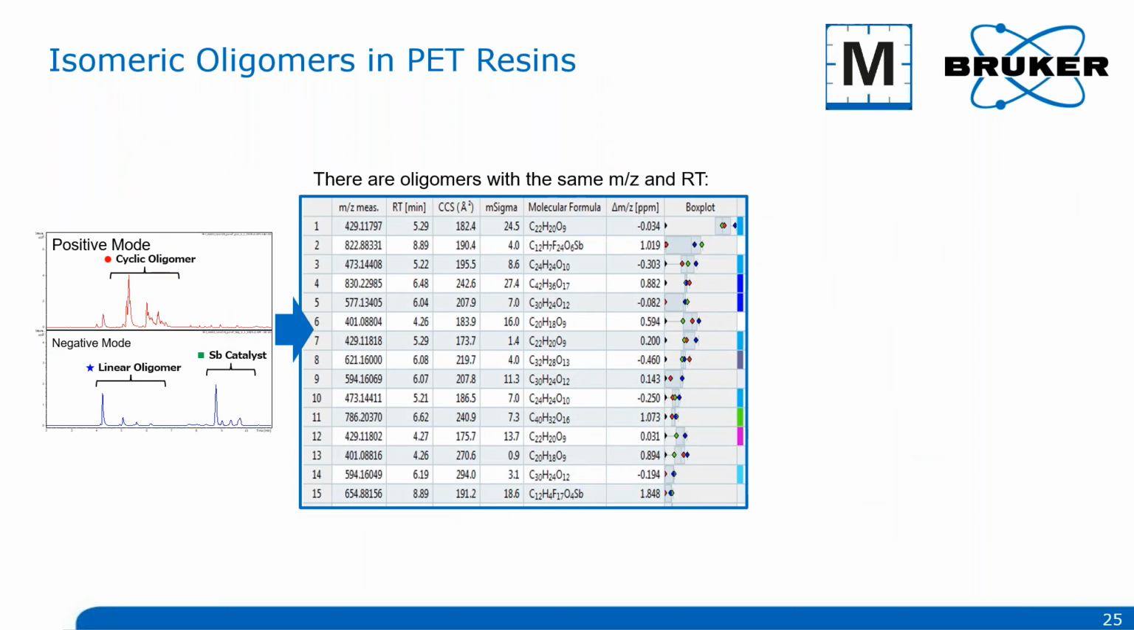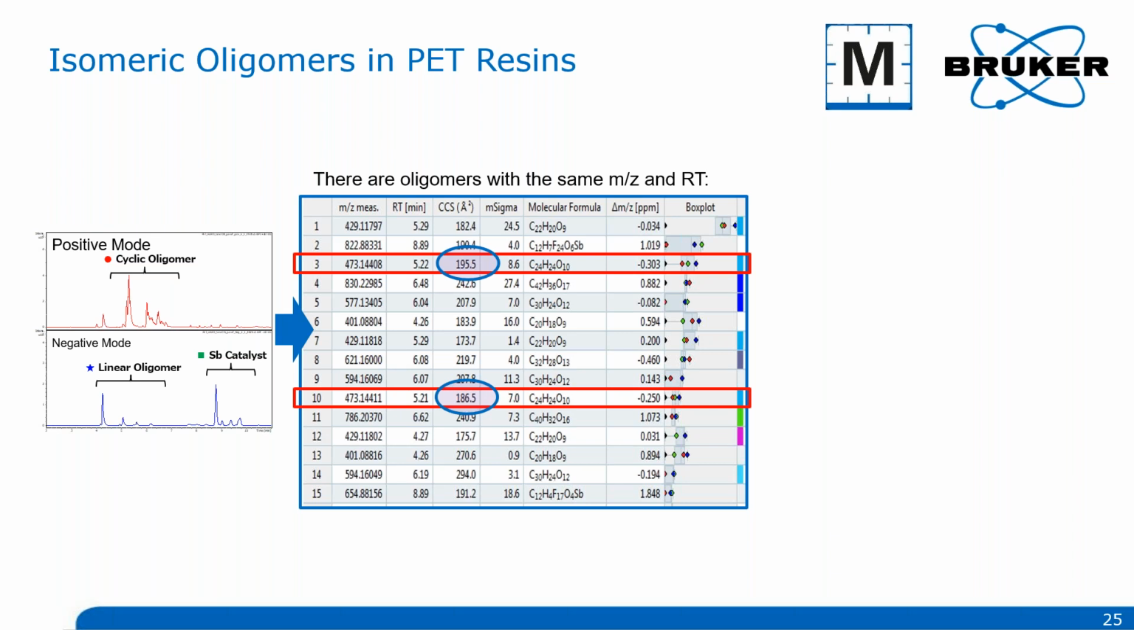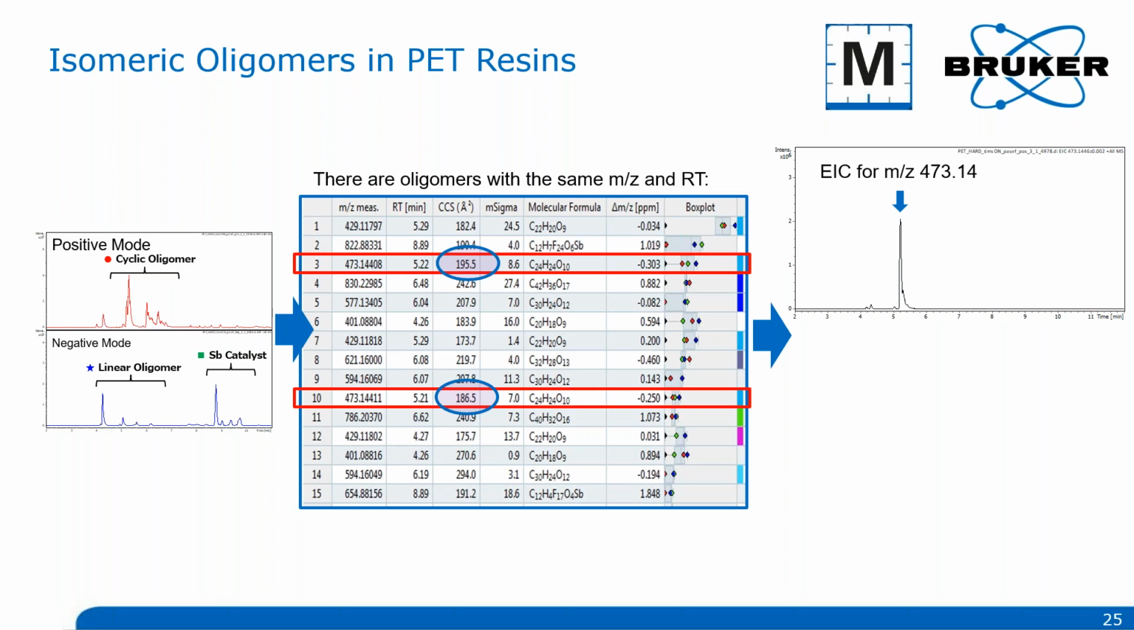Here's an interesting detail. If you take a closer look at the annotation list that MetaboScape generated, we can notice that 2 oligomers have the same molecular weight, retention time, and molecular formula. So these 2 are obviously isomers. However, the software also captures collisional cross-section values, and we can see that they are noticeably different. If we extract an ion chromatogram for this molecular mass, we will see only 1 peak. So these isomers coelute, and without TIMS separation, it would not really be possible to tell them apart.